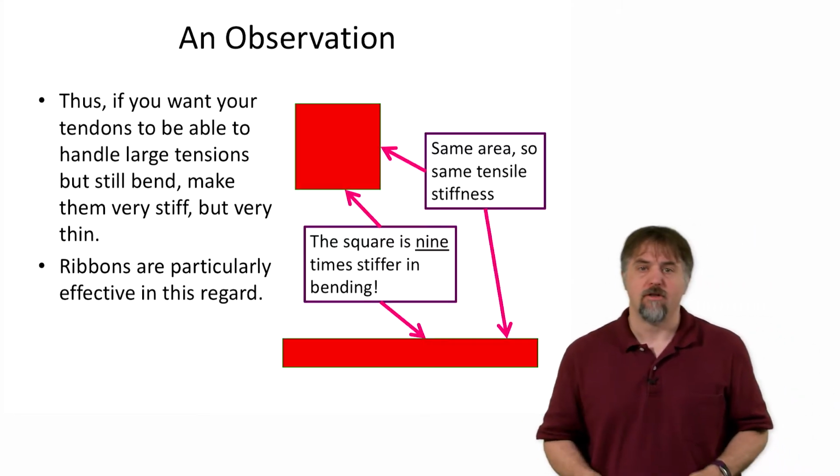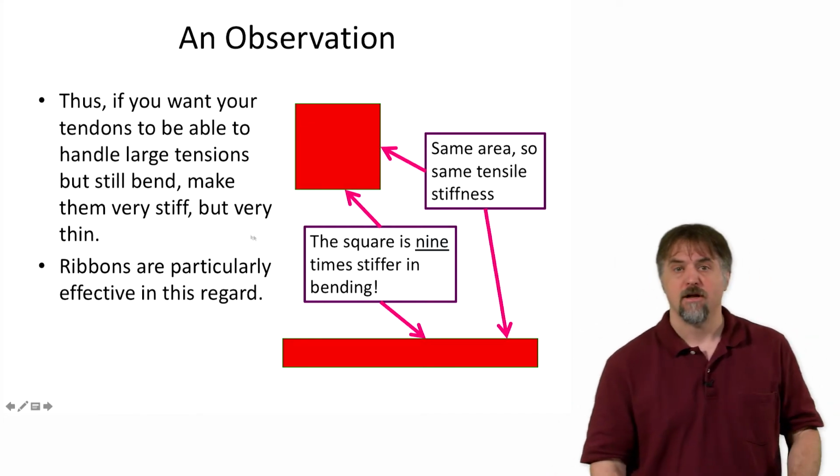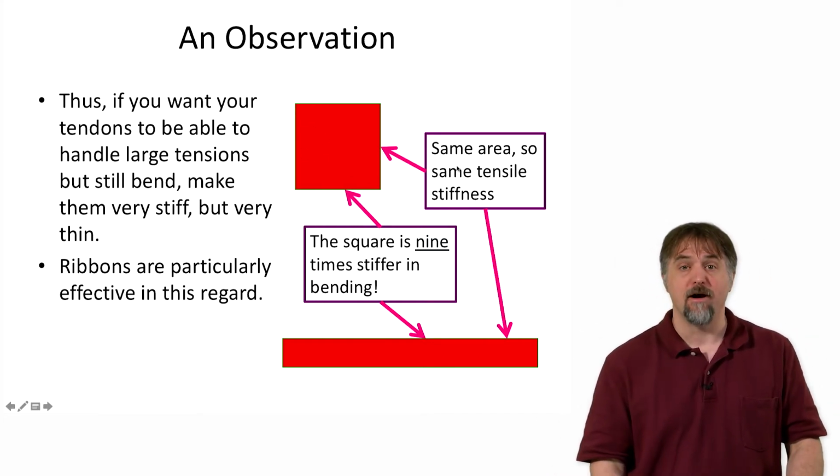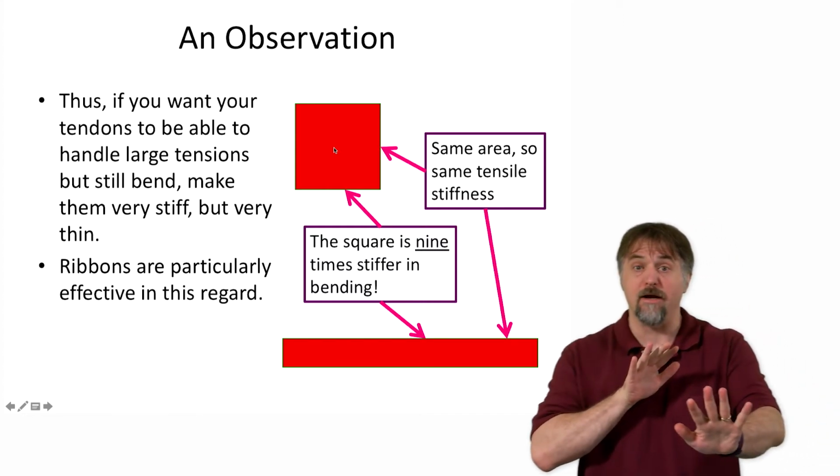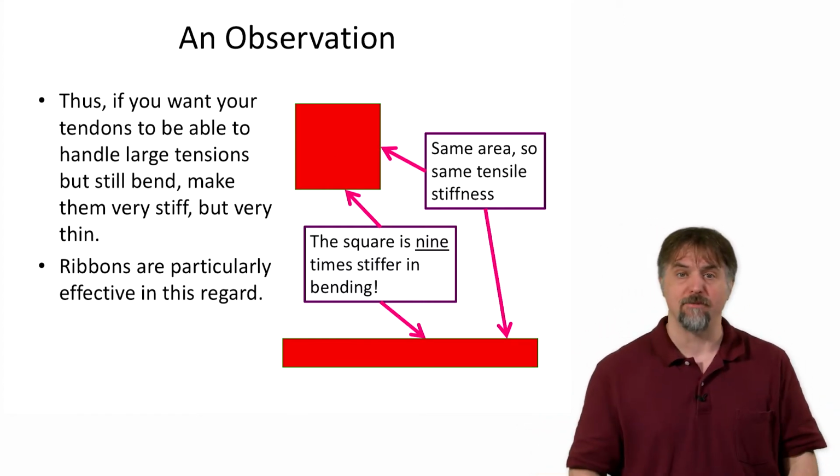And I drew a picture here. The two red boxes have the exact same area. So if these are cross sections of the same material being pulled into the page, they would both have the same tensile stiffness.